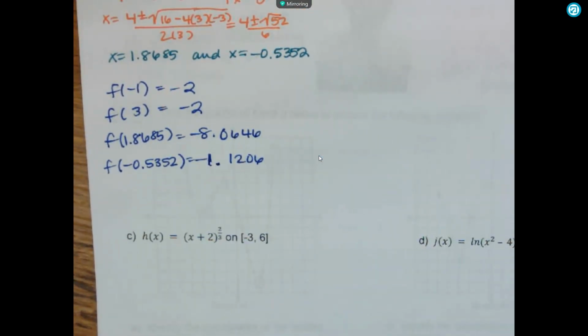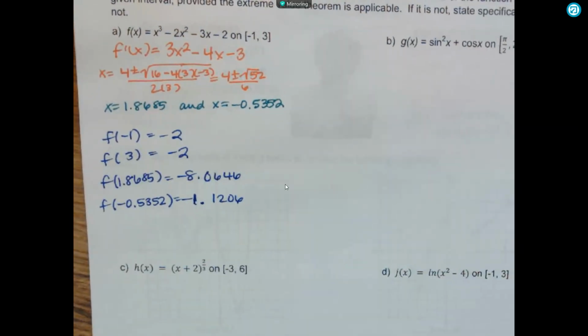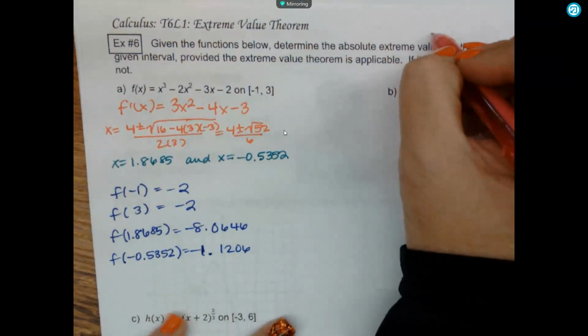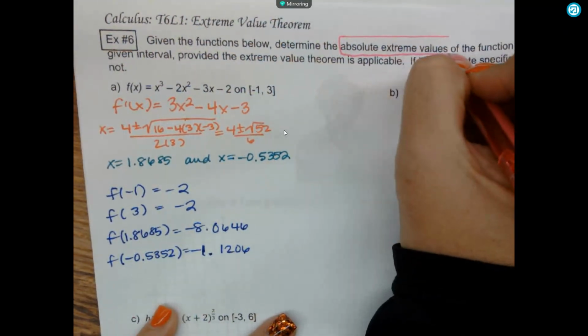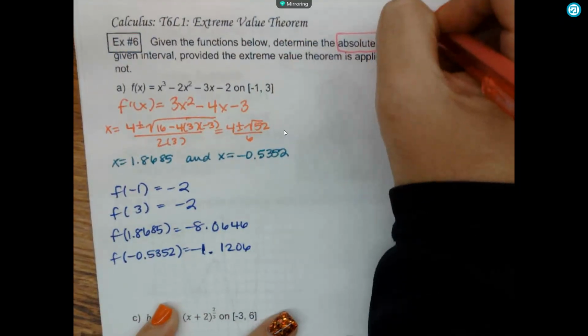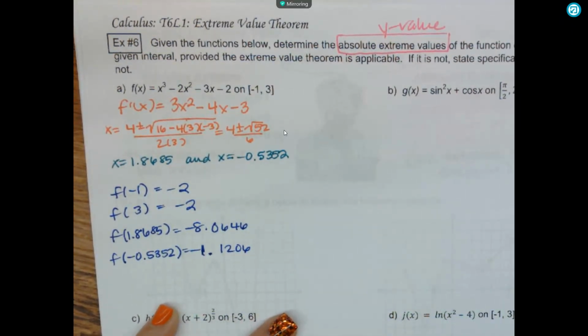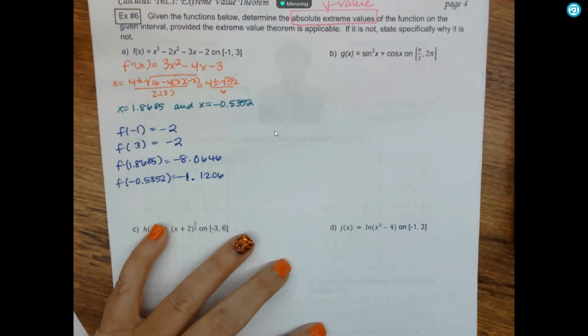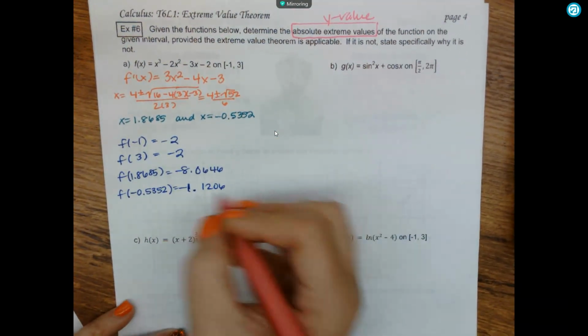All right, so what can we conclude now? Okay, so here's what, and I should have mentioned this earlier, sorry. When it says in the directions, determine the absolute extreme values, when it asks for the absolute extreme value, it wants your y value. So this is where we would use the actual height that makes it the max or the min. So what is our absolute min value?